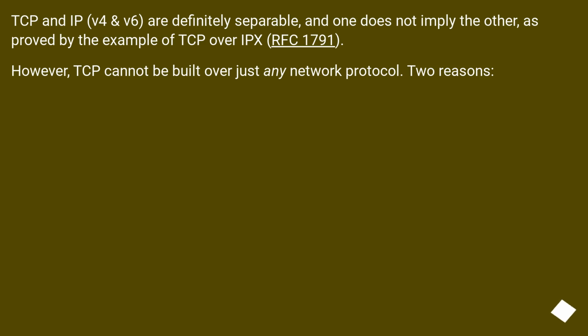TCP and IP, v4 and v6, are definitely separable, and one does not imply the other, as proved by the example of TCP over IPX, RFC 1791. However, TCP cannot be built over just any network protocol. Two reasons.